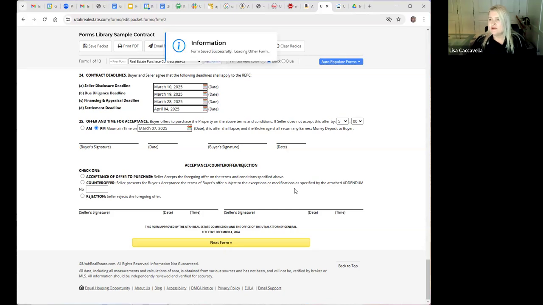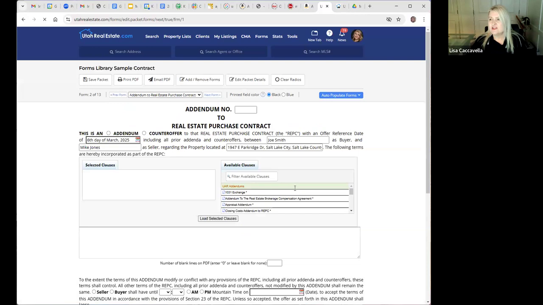Okay, so here's one of the addenda. This is just the general addendum. Say it's going to be addendum number 1. This is an addendum to our offer. A counter offer would be if we just send over that first one with nothing else and they're countering back to us. Oh, that's what I was going to say.